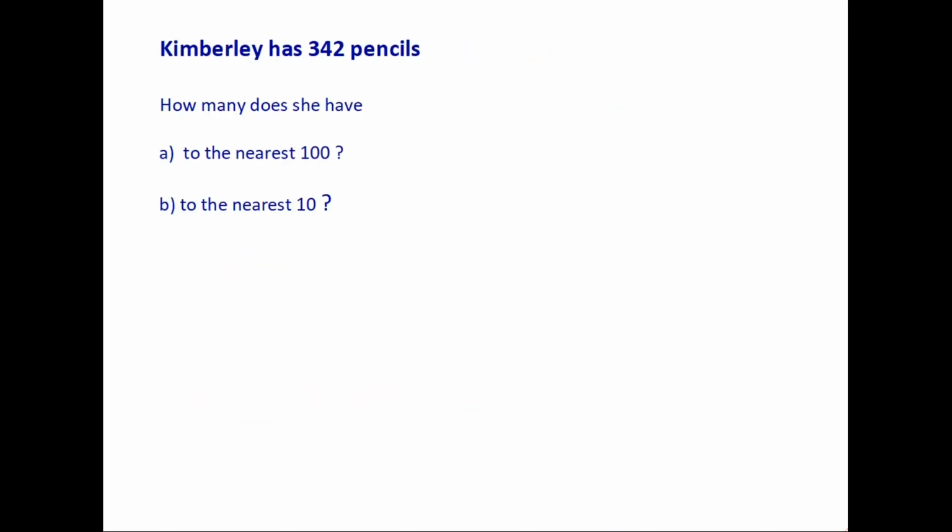Now sometimes you may have to round a number both to the nearest 10 and the nearest 100. Here's an example of a possible question you might come across. Kimberly has 342 pencils and it's asking how many she's got to the nearest 100 and to the nearest 10. So we have to do both calculations. The number we are starting with is 342. Now remember, to the nearest 100, we are looking at the last two digits. 42, using the rule, is below 50, therefore we would round down, and the answer to the nearest 100 would be 300.